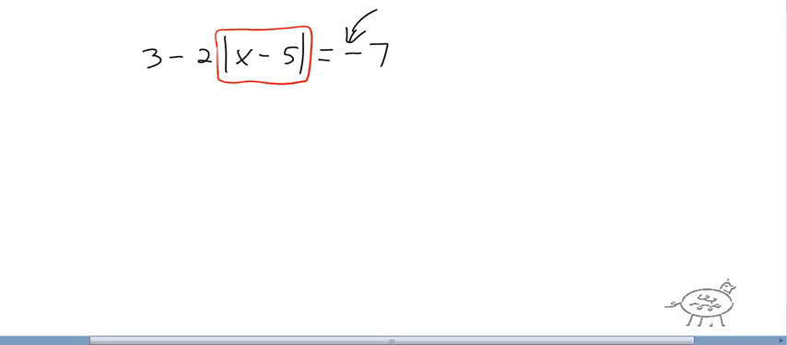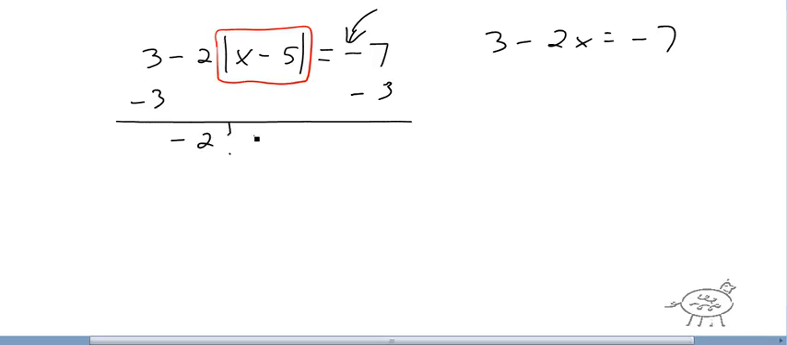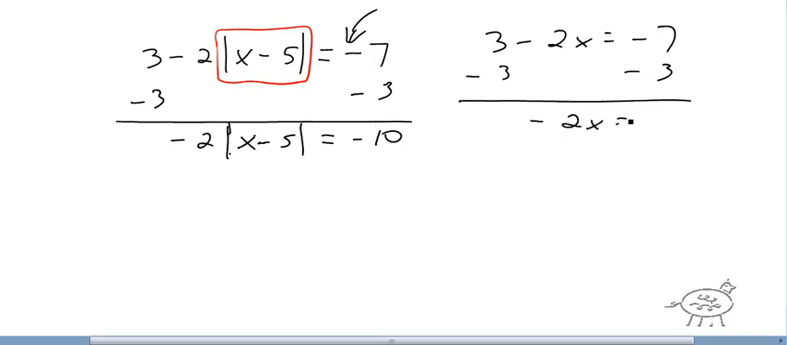So what we're going to do is, the first thing, and please do not do 3 minus 2. That's really, really bad. This is like saying 3 minus 2x equals negative 7. It's the same idea. The first thing you're going to do is always adding and subtracting. So I'm going to subtract 3 first from both sides. So I get negative 2 times absolute value of x minus 5 equals negative 10. Once again, we have not isolated that absolute value, so we can't make any conclusions that there's no solution. There is a solution. Just like this one, I subtracted 3, and I get negative 2x equals negative 10.